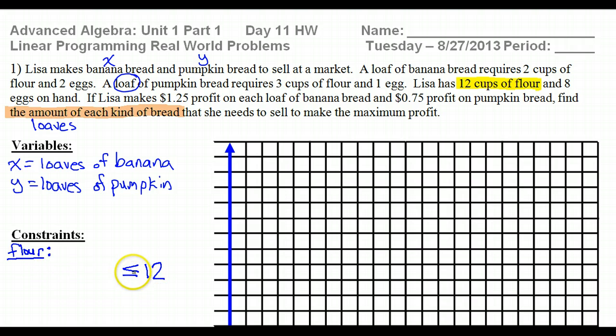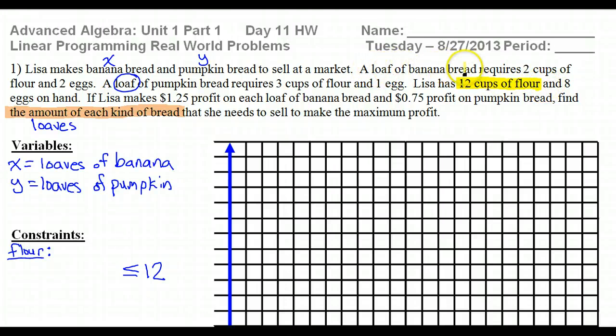Now, once we figure out that we're dealing with a flour constraint, scan through the problem. Look at our variables, loaves of banana bread, loaves of pumpkin bread. Somewhere in the problem it's going to say something about how many cups of flour for banana bread, how many cups of flour for pumpkin bread. And that will be what we use to build this inequality for this constraint. So let's go back through. We're all about flour right now. Focus on flour.